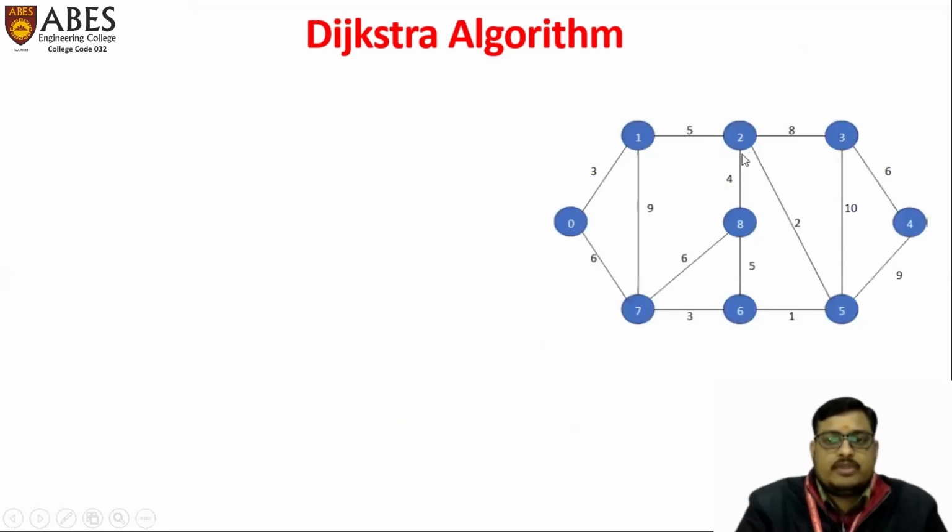Suppose we have this graph and we want to find the path to all the vertices, and the source vertex is 0. The 0 is given as the source vertex. Let us mark it as the source vertex. According to the procedure, first of all, we'll build a priority queue. Suppose we have a priority queue like this.